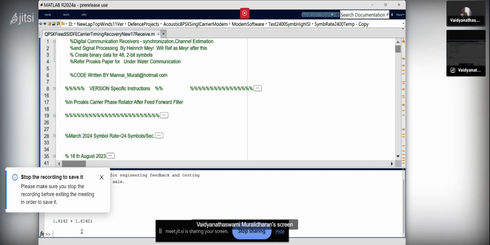1.4142 plus i multiplied by 1.4142. This is in rectangular form. We can use either i or j. MATLAB uses i, but engineers in general we use j. j is nothing but square root of minus 1.